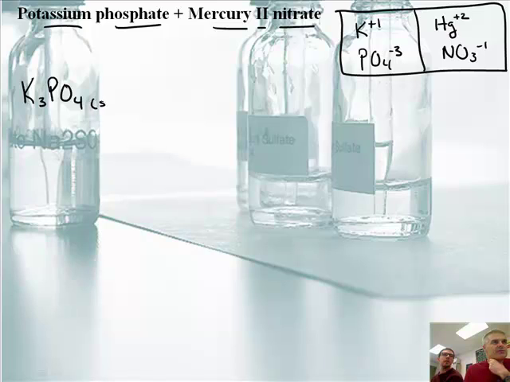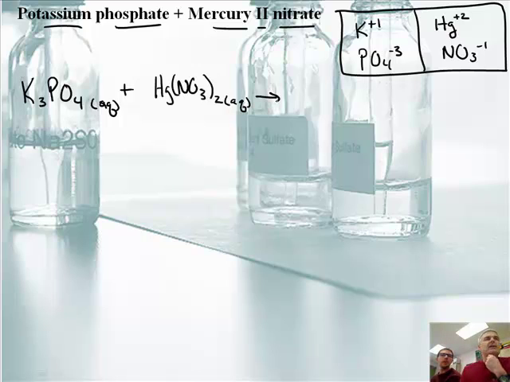K3PO4. Now, if you look at the solubility table, trust me, it's aqueous, right? And mercury(II) nitrate would be Hg(NO3)2. That is also aqueous. Don't believe us? Check the table.